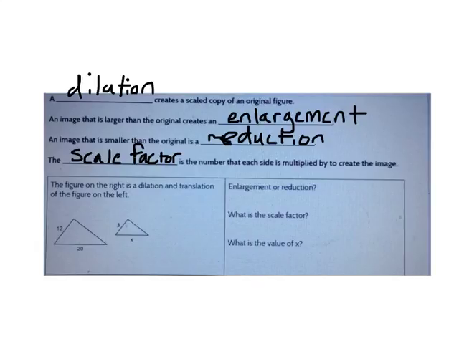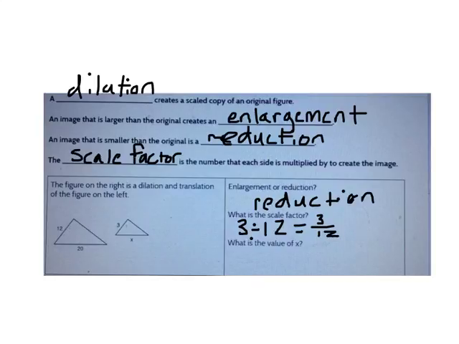Today we're going to use the scale factor to find missing side lengths. The figure on the right is a dilation and translation of the figure on the left. First, is the figure on the right an enlargement or a reduction? It's a reduction. It got smaller in size, so my scale factor is going to be less than 1. What's the scale factor? Remember, I can divide a side in the new figure by the corresponding side in the old figure. Here I can divide 3 divided by 12. I can write 3/12 as a fraction as 3 over 12.